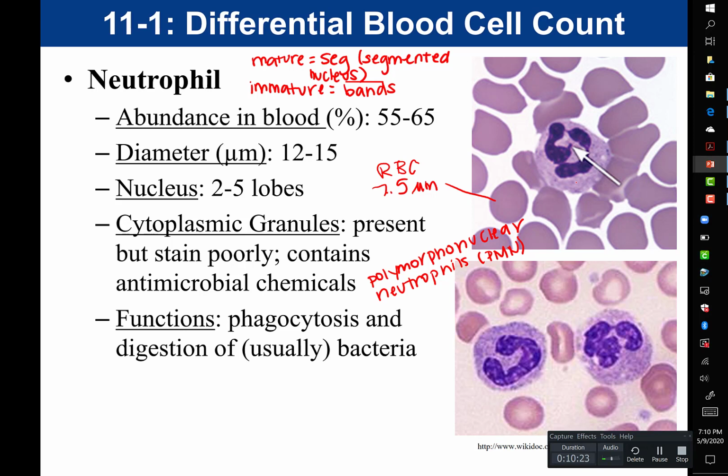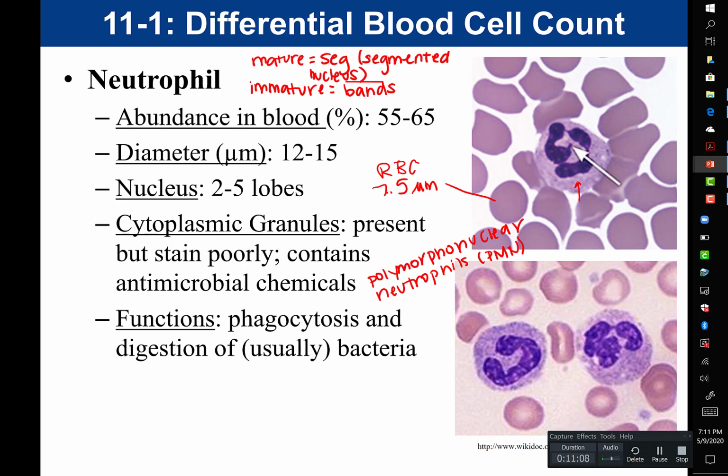So in terms of the cytoplasmic granules, a neutrophil has cytoplasmic granules, but they stain poorly, meaning that in the cytoplasm, it's difficult to see where those granules are. They are not as abundant as in an eosinophil or a basophil, which both stain more distinct. But in the case of the neutrophils, they're not very distinct.